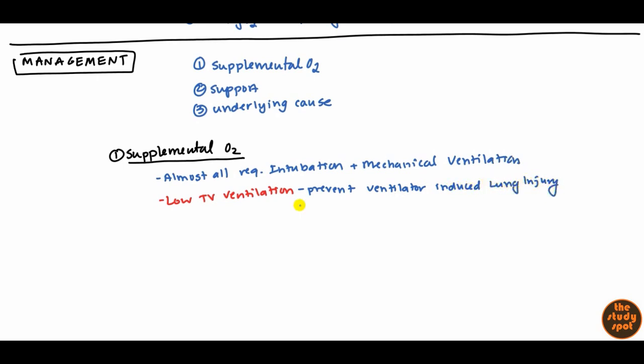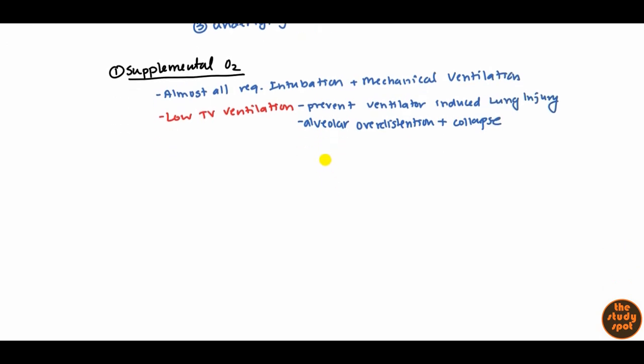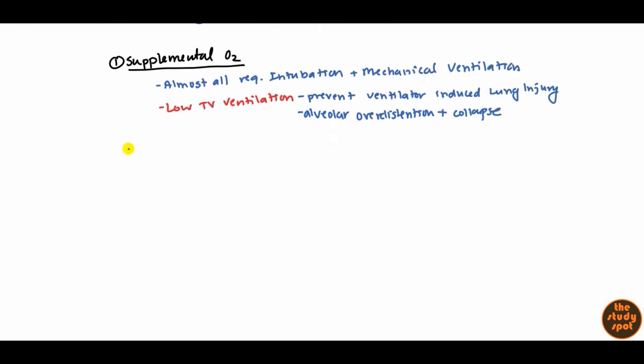So now, how can this occur? Well, sometimes when patients get too high of a tidal volume, this can lead to alveolar overdistension and then suddenly lead to collapse of the entire alveoli, and eventually that can lead to damage. So by using a low tidal volume, you're not distending the alveoli so much and you're not collapsing it so much, so you can prevent that type of damage.